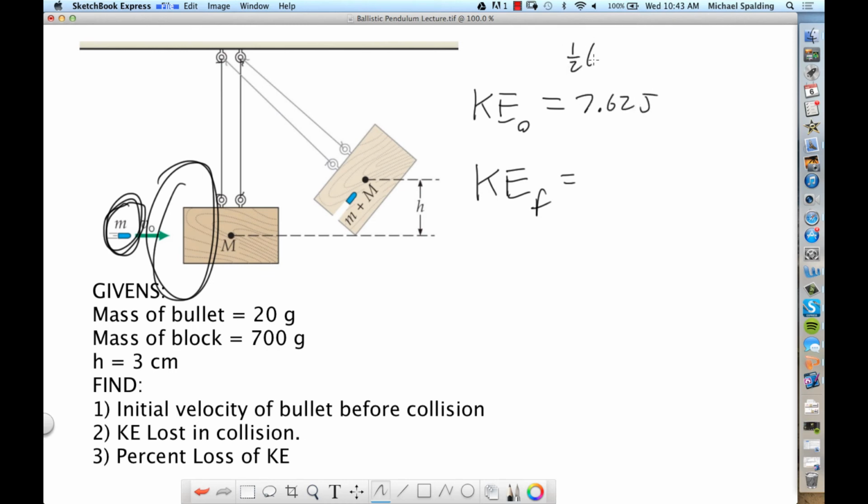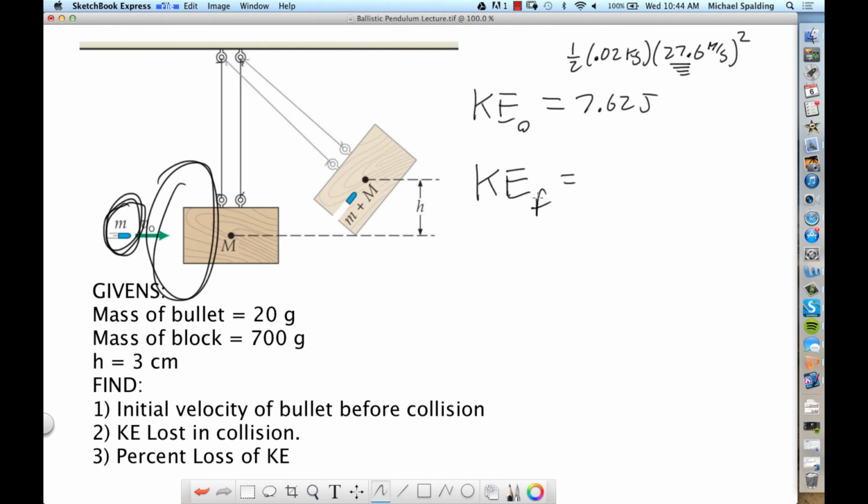7.62 joules. So I'll show you how I got that. That's 1/2, mass of the bullet is 0.02, velocity of the bullet before the collision, we now know it, 27.6. And make sure that's not rounded. I forget what it was. Just don't use rounded numbers here. So that comes out as 7.62.